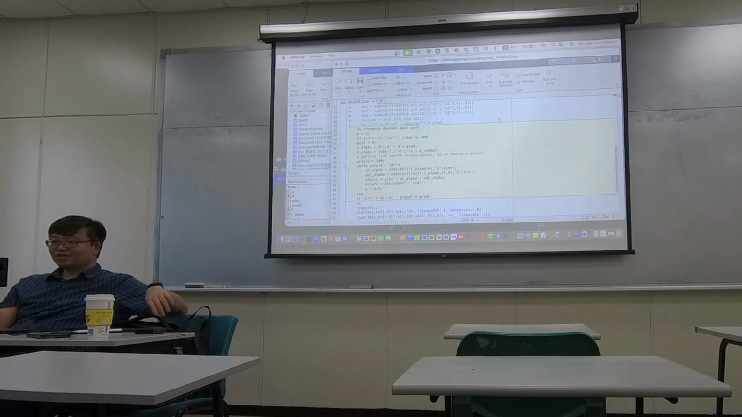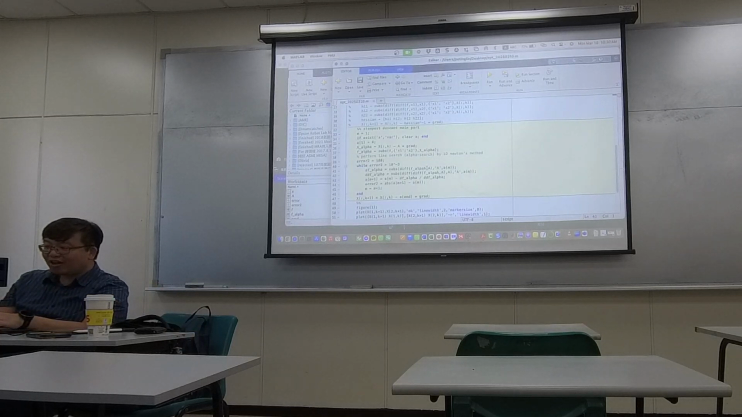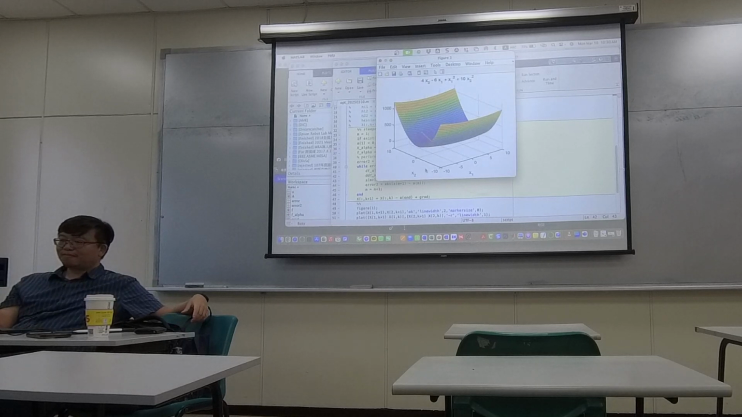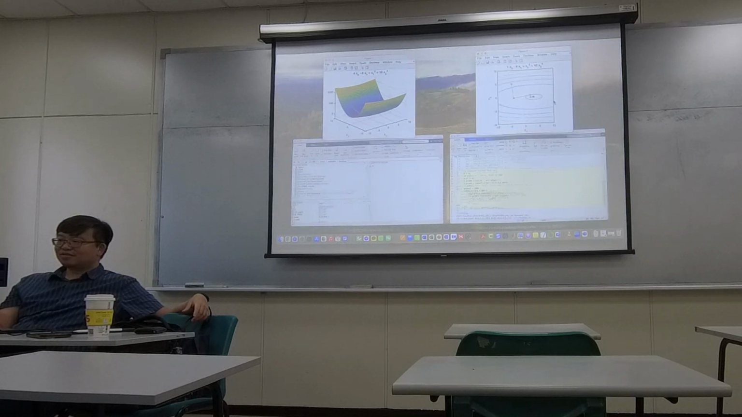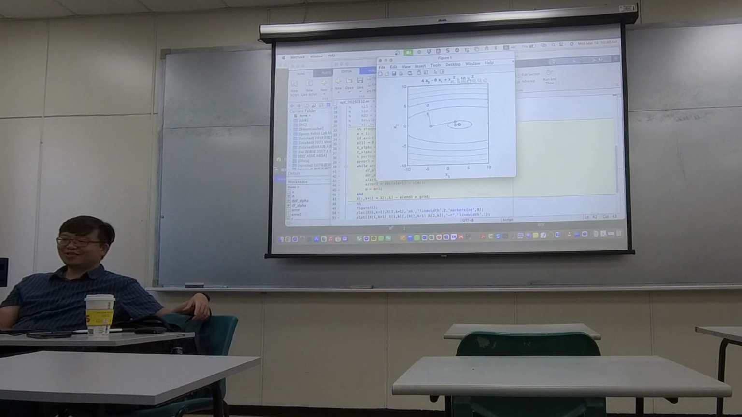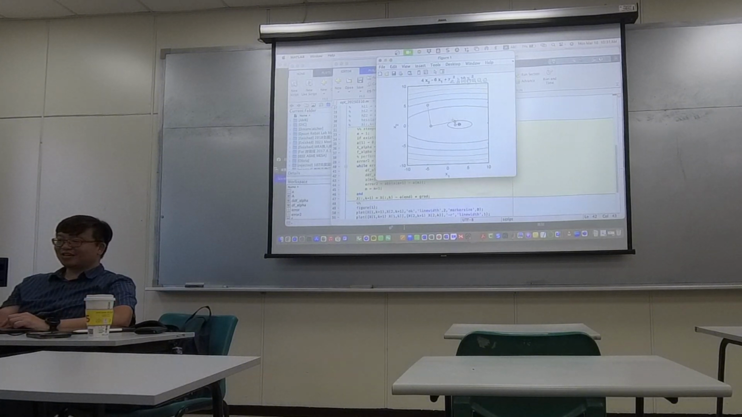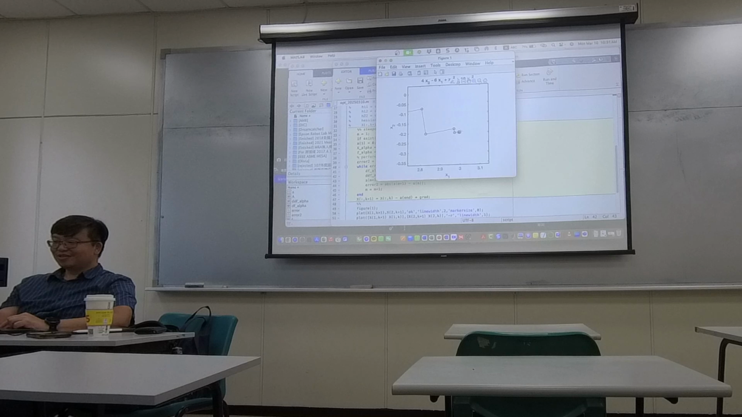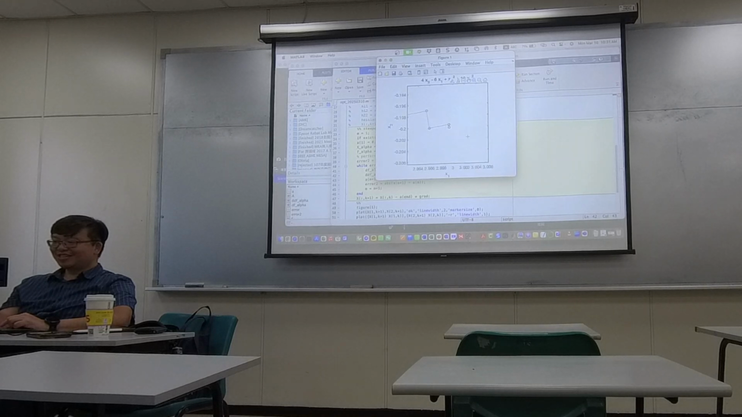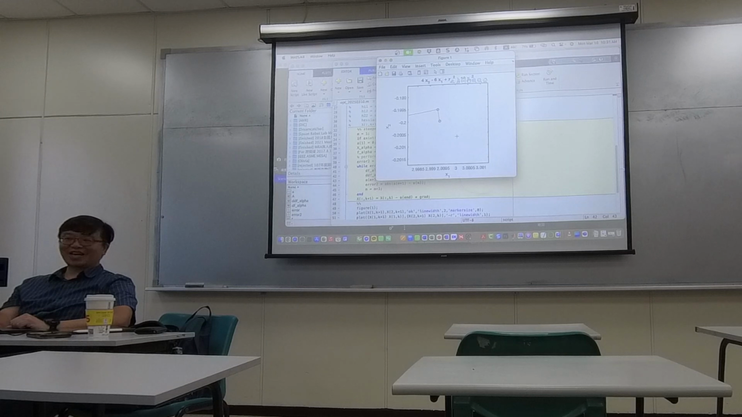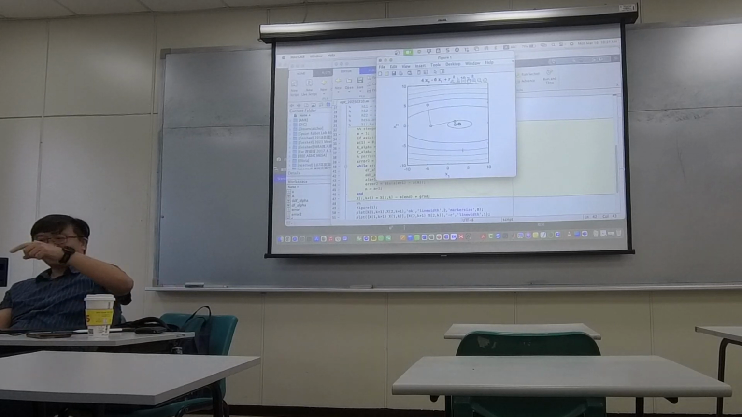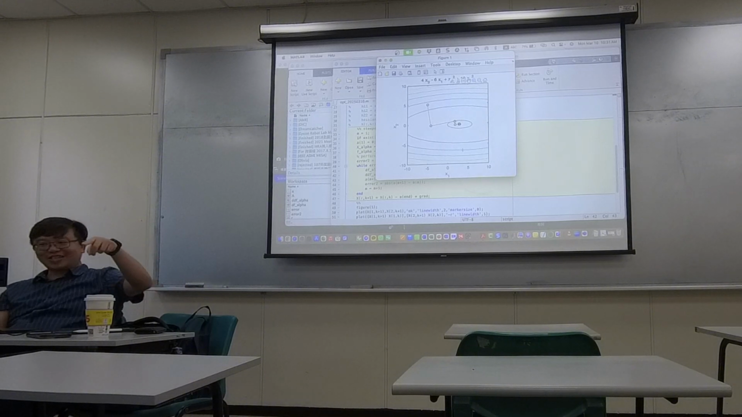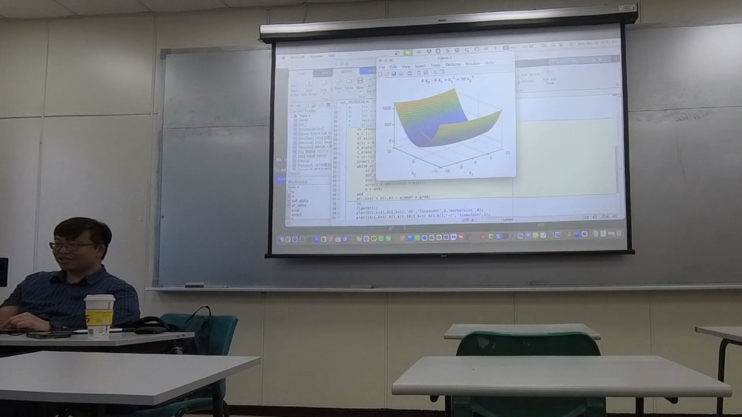Oh, typo. Alpha. Okay. Zigzag. Do you see zigzag? Let's take a look. Zooming in. Keep on zooming in. A lot of zigzag. So steepest descent is always doing this zigzag, three-dimensionally.